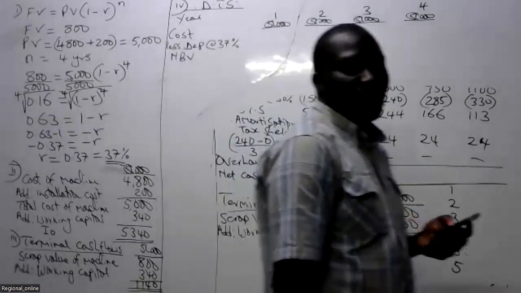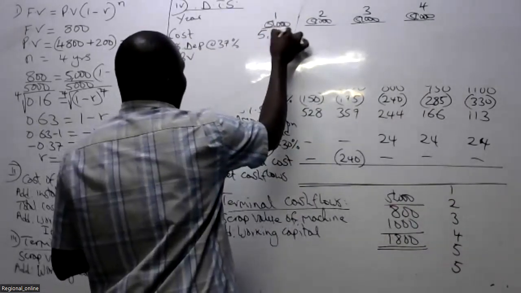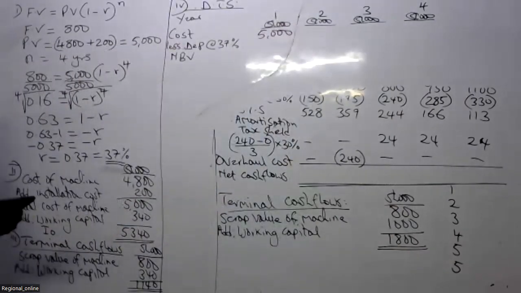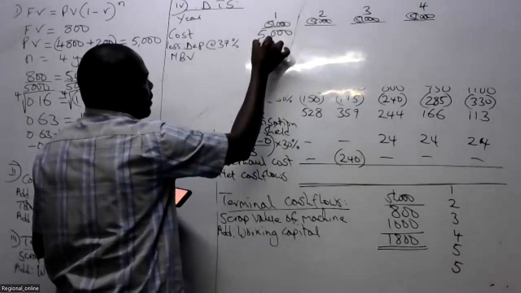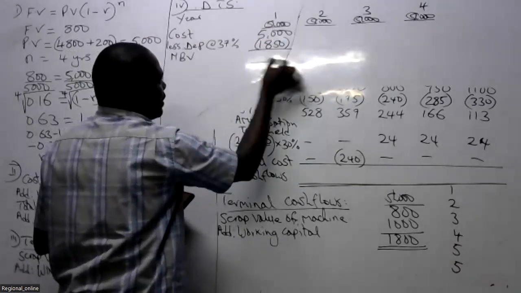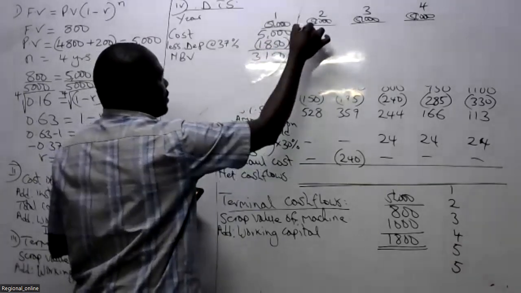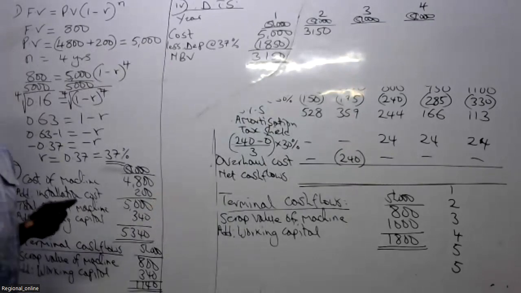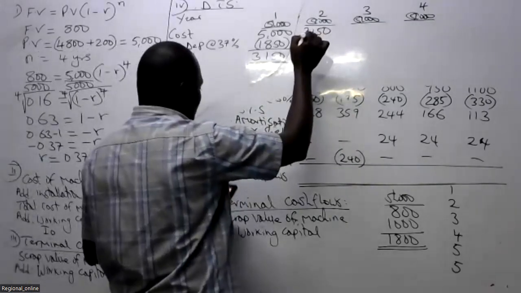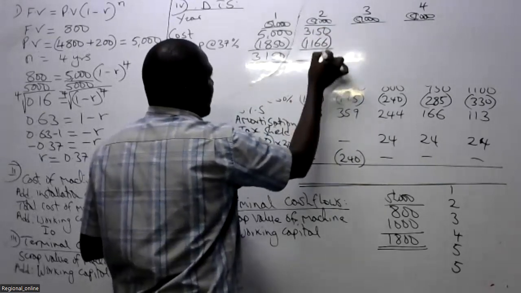Haya, tukianza mwaka wa kwanza, what is the cost? 5K, depreciated by 37%. Gives us 1850. NBV at 150. So that 150 starts year 2 times 0.37. 1166. Funge mwaka na ngapi?